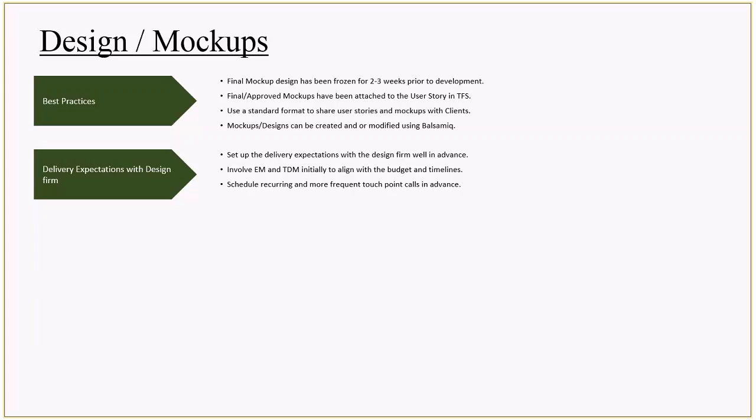The last one is not applicable for all organizations. It's only when you are giving the actual designing part to another firm to deliver for us. In that case, you have an extra responsibility to set up the delivery expectations with the design firm well in advance, and involve your product owner, project manager or engagement manager, and your technical delivery manager initially to align with the budget and timelines.